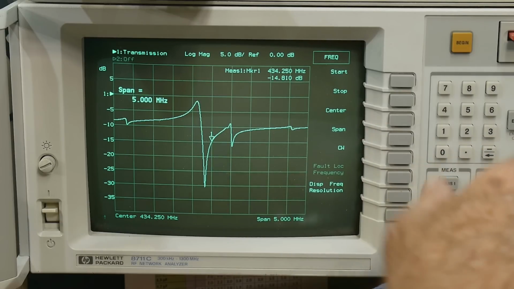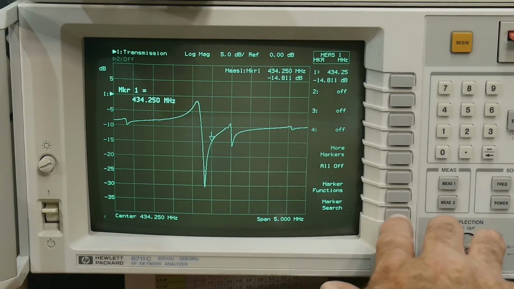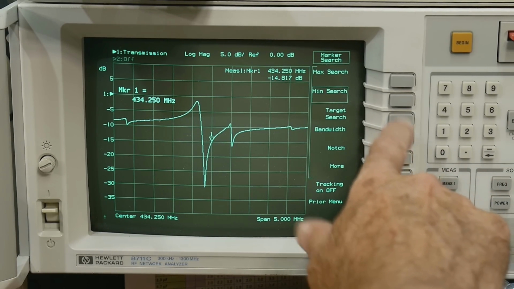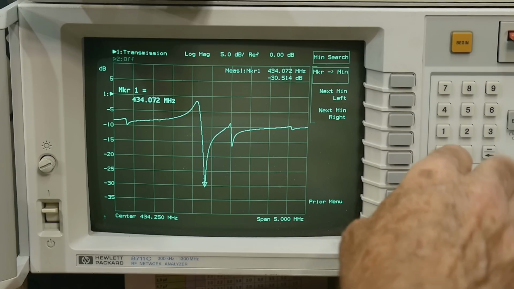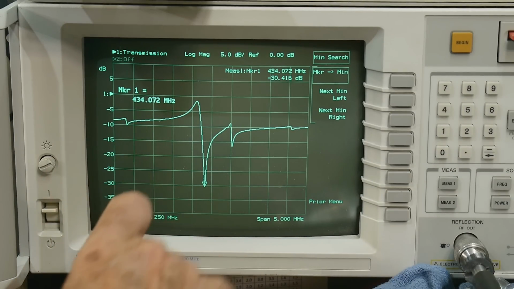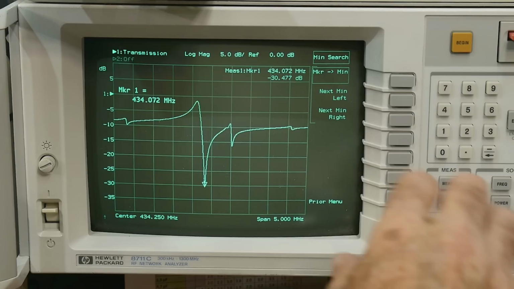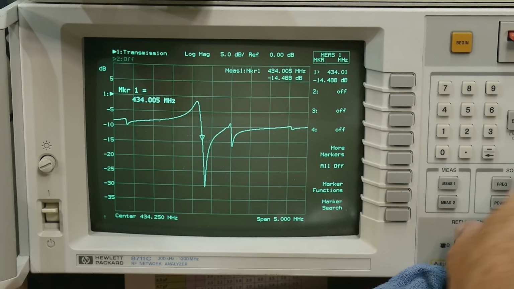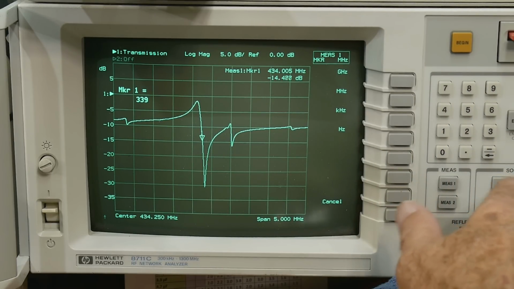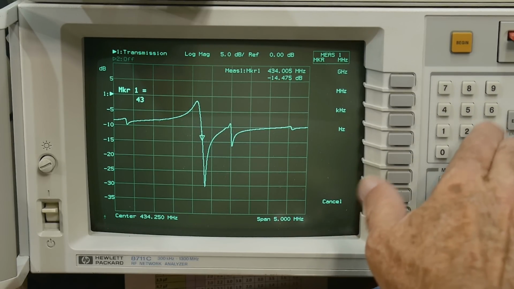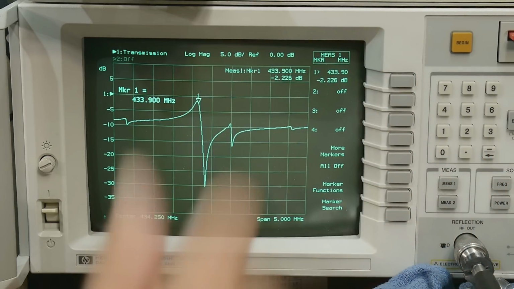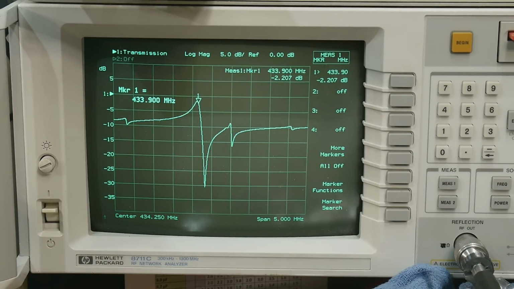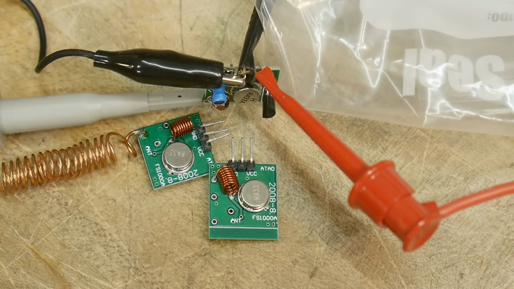So there we go. Let's measure it again, marker search. Let's do a min. And we're at 434 megahertz. I think these things oscillate around 433.9. Let's move the marker to 433.9. And yeah, so the marker is right there. So I guess it likes to oscillate on that peak there. All right, just a quick look at these funny little things, these SAW resonators.